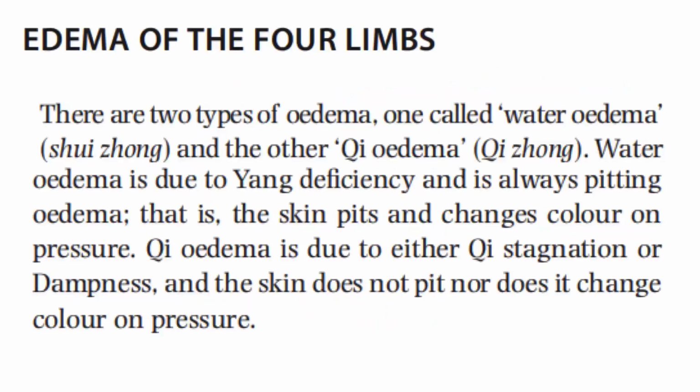So let's discuss further the edema of the forelimbs. There are two types of edema. One is called water edema or Shuizhong, and the other is qi edema or Qizhong. Water edema is due to yang deficiency and is always pitting edema. That is, the skin pits and changes color on pressure. Qi edema is due to either qi stagnation or dampness, and the skin does not pit nor does it change color on pressure.